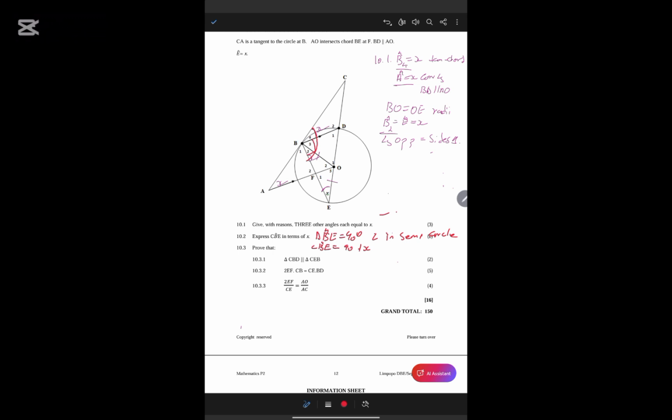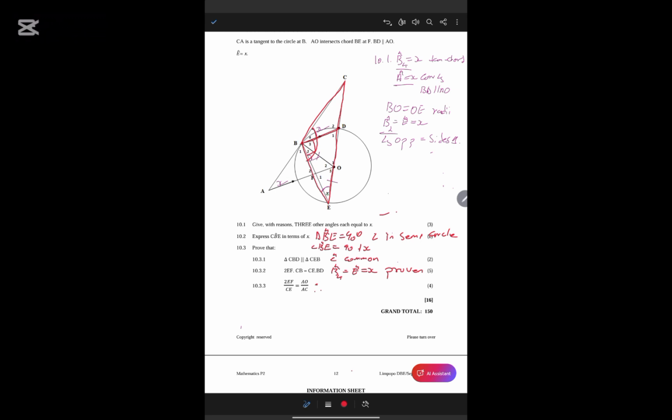Now let's go and look at question 10.3.1. The first question requires that we prove that triangle CBD is similar to triangle CEB. So these are the two triangles. In these triangles, we can see that angle C is a common angle. What other angle is equal? We also know that angle B4 is equal to angle E. They both equal angle X. This was proven in the previous question. Therefore, the third angle is equal.